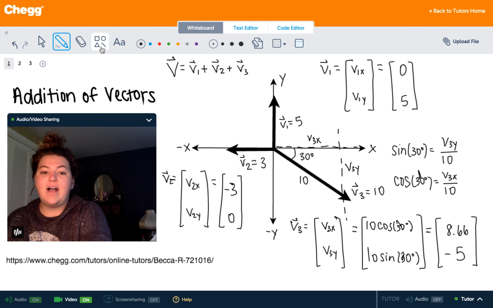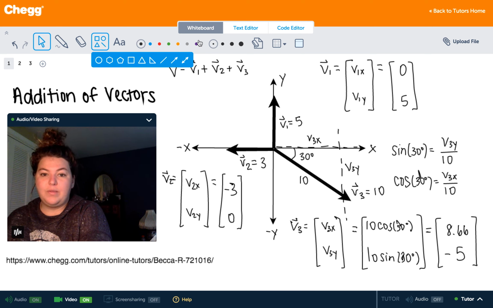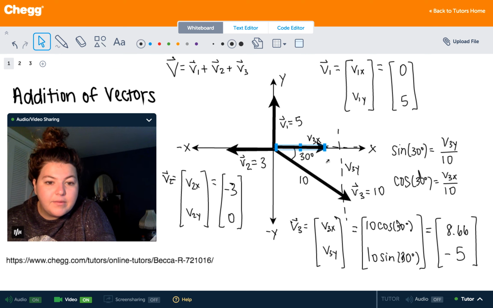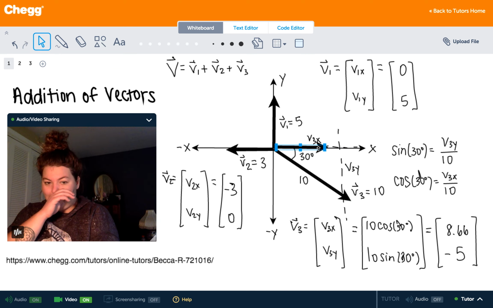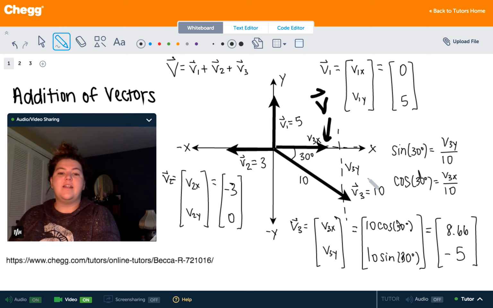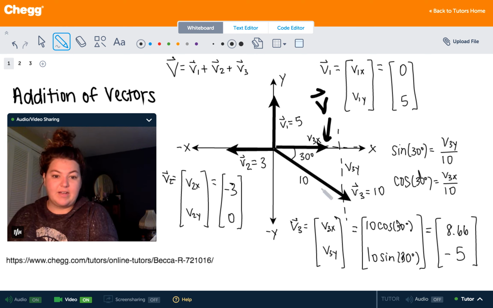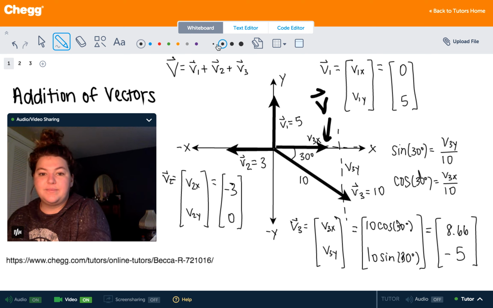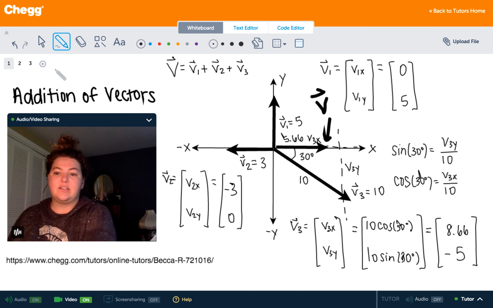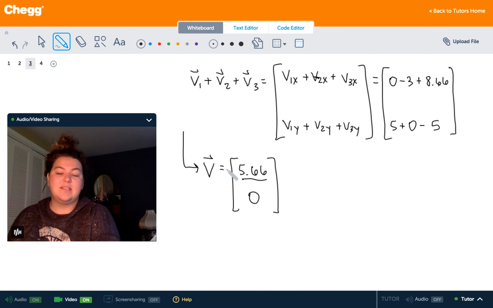So our final vector will be about there. So draw a little arrow. That is our net vector between these three vectors here. And its magnitude is 5.66 in the positive x direction because we had a positive x component for our net vector.